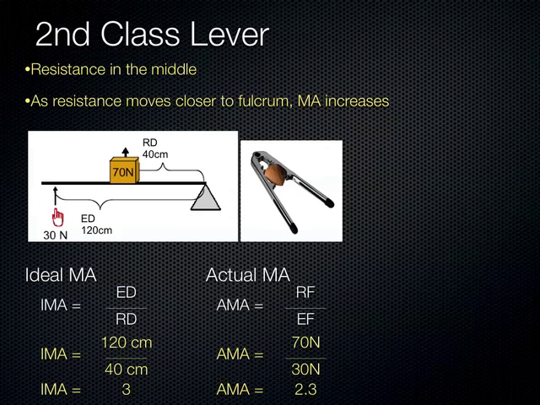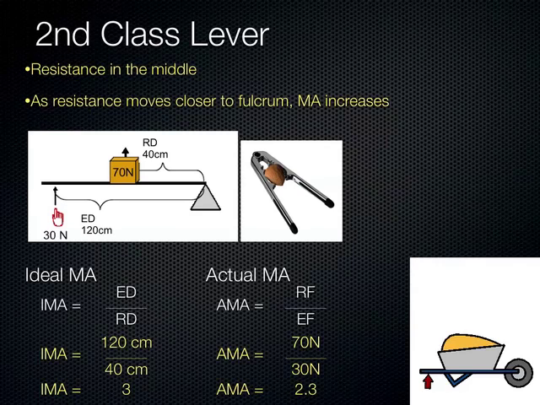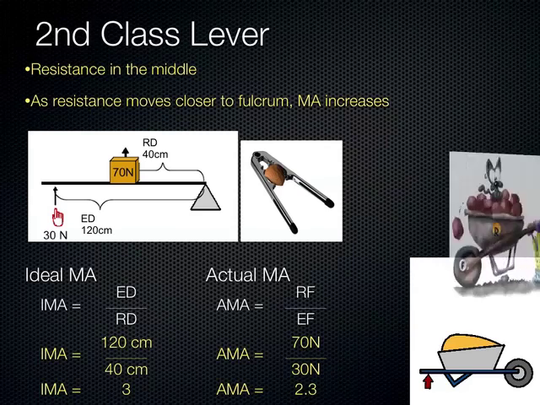And that brings us to our last lever, the third class lever. A wheelbarrow is another good example of a second class lever. Where's the fulcrum in a wheelbarrow? The wheel. What's this? Resistance. And your effort is here. So you can lift a heavy weight using less force.